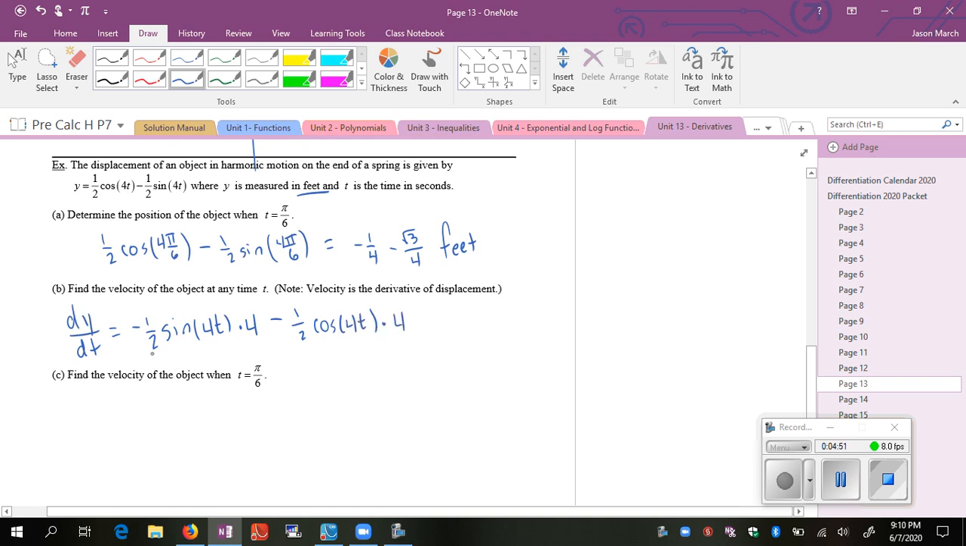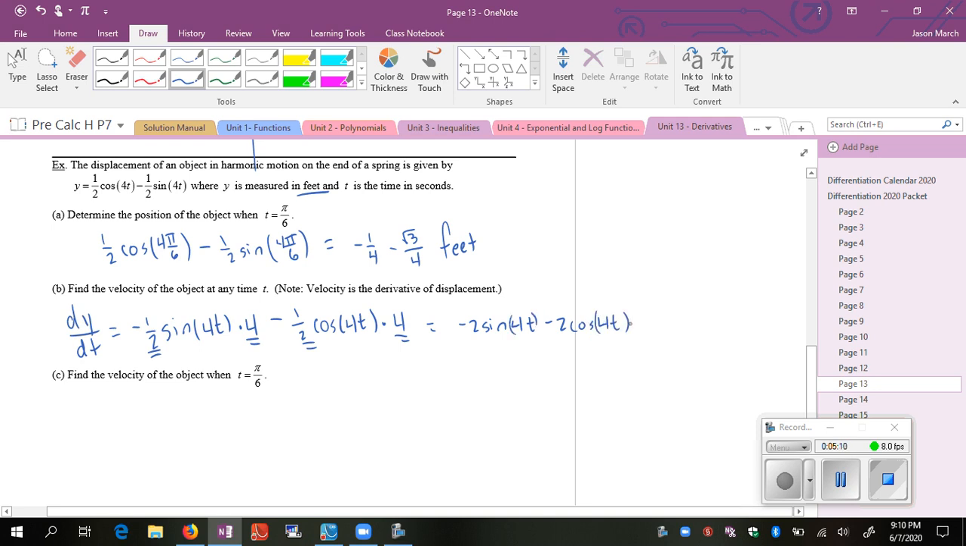I could multiply together the negative a halves and the 4's and just call it negative 2 sine 4t minus 2 cosine 4t.